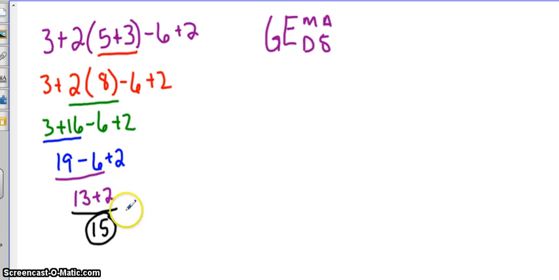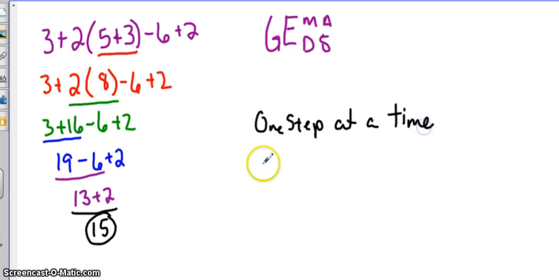Now, I know that some of these steps you could probably combine and still get the same answer. But we're all about keeping the method and doing it one step at a time, because eventually we will hit expressions and equations that contain variables and will include all sorts of weird things. And if you do not follow the order of operations, you might end up with the wrong answer.